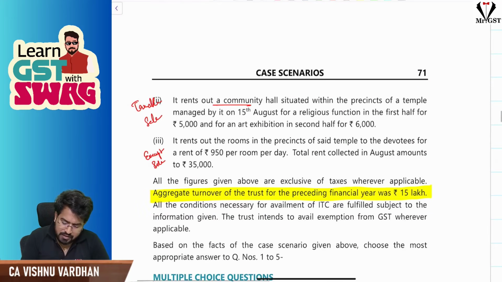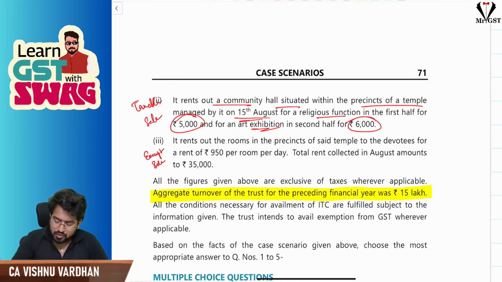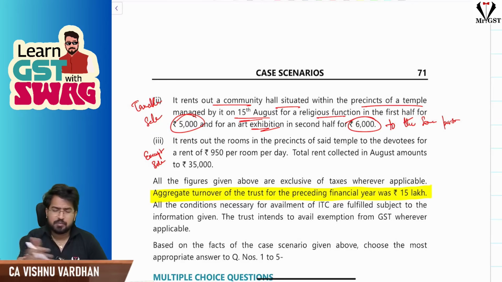Next, it rents out a community hall on 15th August for a religious function in the first half and an art exhibition in the second half, for which they are charging 5,000 and 6,000. Here the question should have been even better if it was to the same person, because if it has been rented to different people for different purposes, then per day calculation, everyone will enjoy the same benefit of 10,000. So here that should have been even clearer. So assuming here the same person, 5,000 and 6,000 together, 10,000 or more, so it is taxable. So taxable supply is 11,000 here.